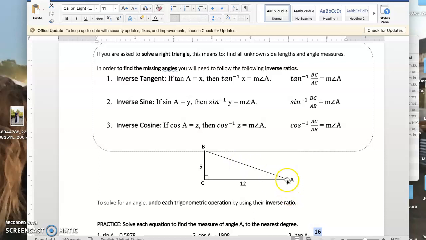if you were trying to find the missing angle measure of A, I could use the inverse tangent ratio because I have an opposite side and an adjacent side to that specific angle. What that would look like work-wise is I would say the inverse tangent, so tangent to the negative one, times the fraction of what the tangent ratio is, opposite over adjacent, or 5 over 12, would be equal to the measure of angle A.